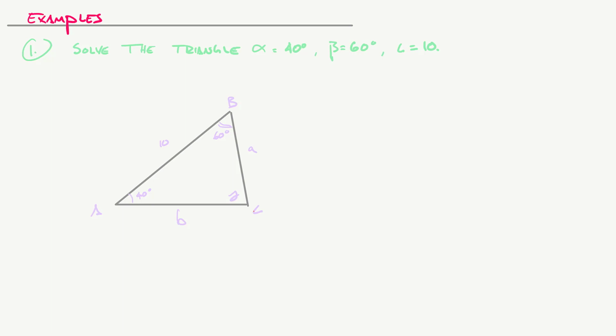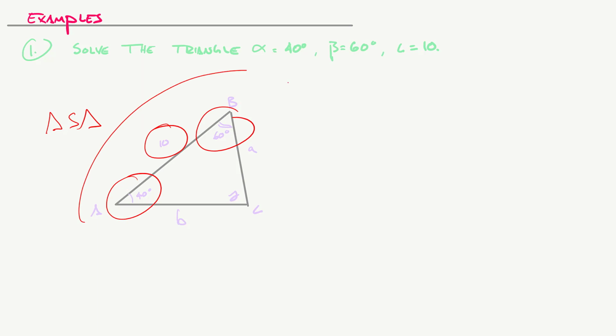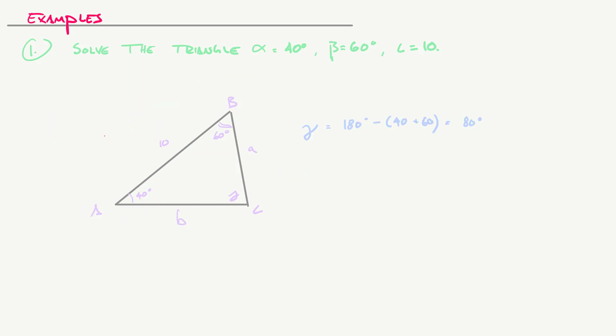We know alpha is 40 degrees, it's given. We know beta is 60 degrees, it's given. We know C, which is 10, is opposite gamma, which is the angle that we don't know, although we're going to find it very quickly here. And notice this is an angle side angle situation. We're given an angle, we're given a side, we're given an angle in that order, and I always typically go clockwise in the order that things are given, so I know automatically this is an angle side angle situation.